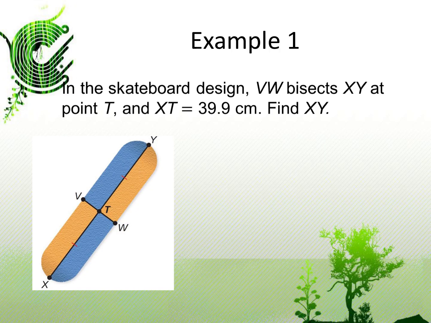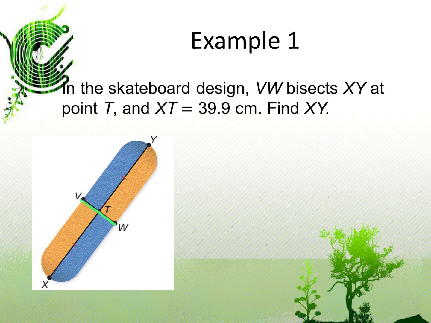So for example 1, this is looking, I guess, down on a skateboard. So this is a skateboard design, top of a skateboard. And they're telling us that VW bisects XY at point T. So here is my segment VW.